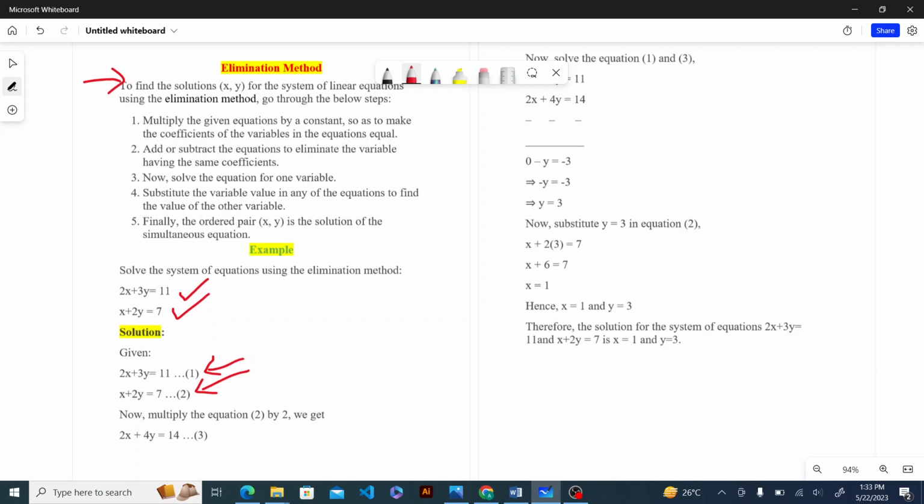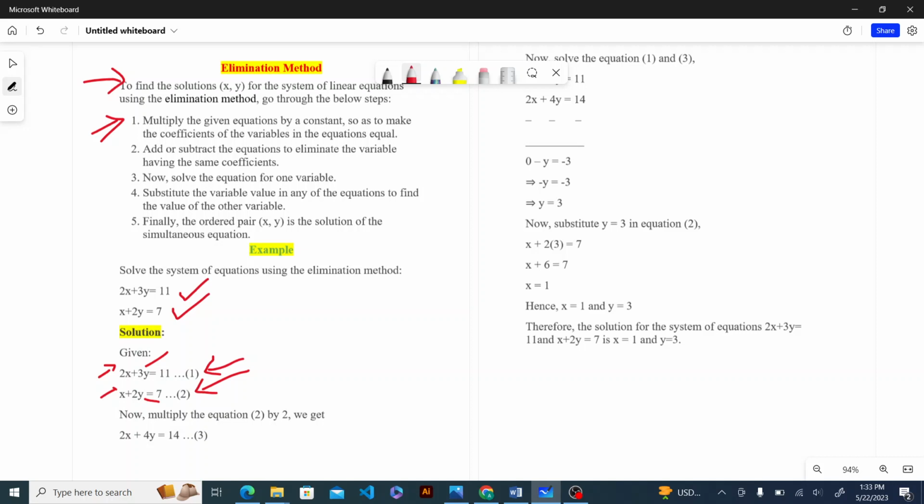Now what we have to do is follow the first step, that is, multiply the given equations by a constant so as to make the coefficients of the variables in the equations equal. As you can see, in these two equations no variable coefficient is equal. With x, in the first equation we have 2 and in the second equation we have 1. For y we have 3 and 2, so they are not equal. Coefficients of the equations are not equal, so we are going to make them equal.